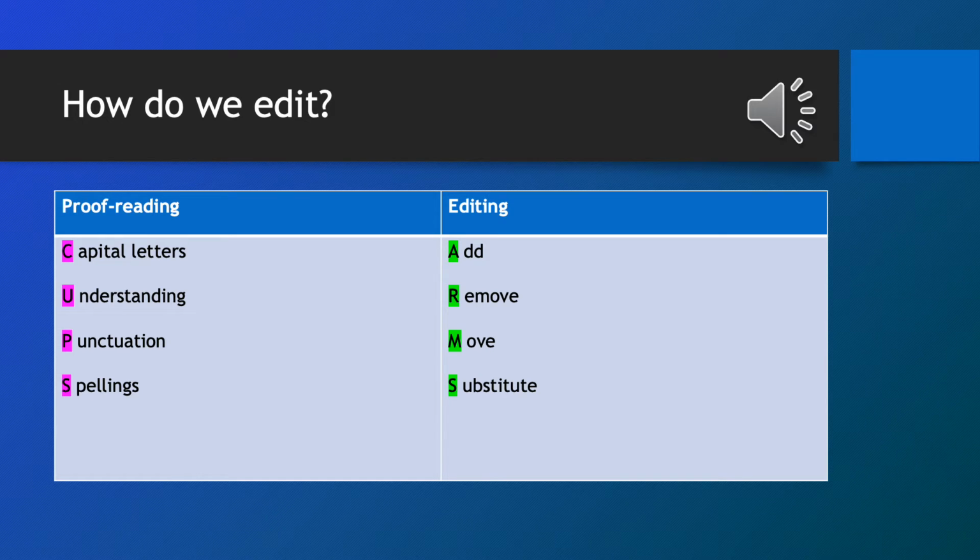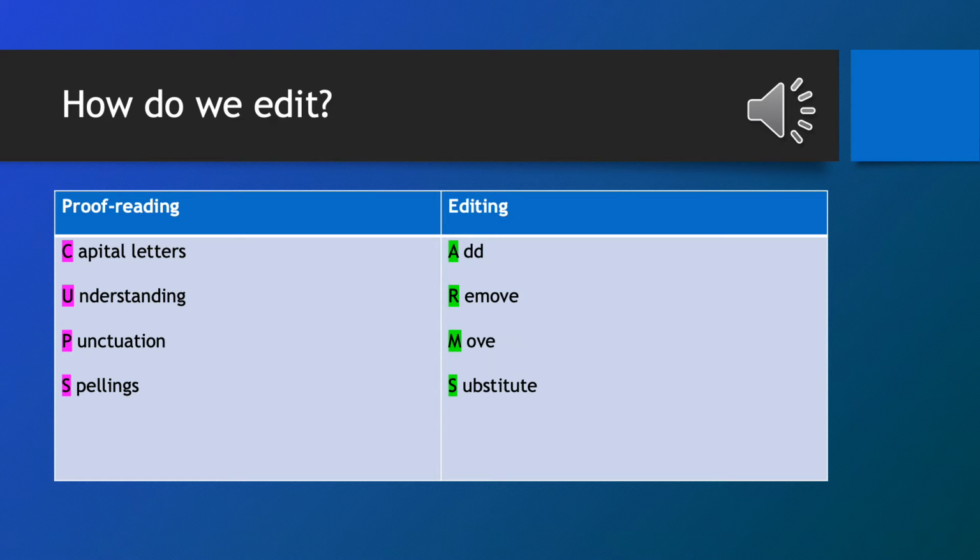So we add, we remove, we move, or we substitute. If we're adding, we might add in a sentence, we might add in a word, to improve it. When we remove, it might be that something doesn't make sense, or there's a word that doesn't work within that sentence, or there's a sentence that's in that you don't really need. So at that point, you would remove it.